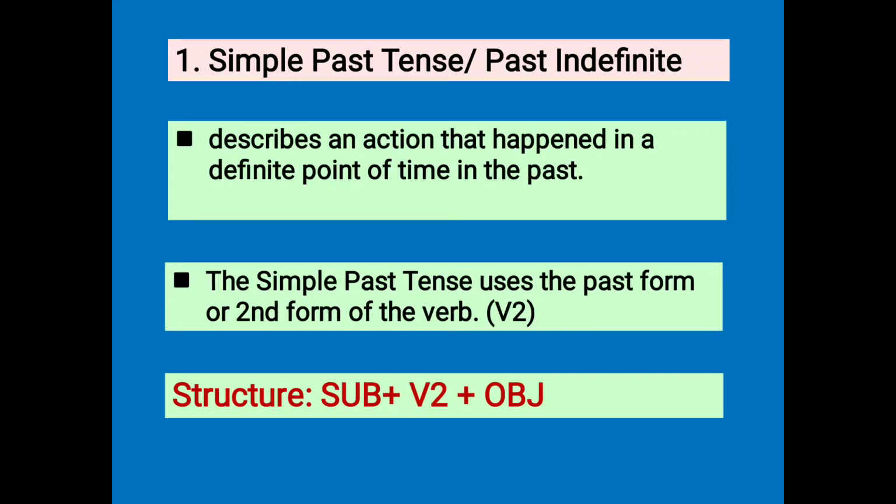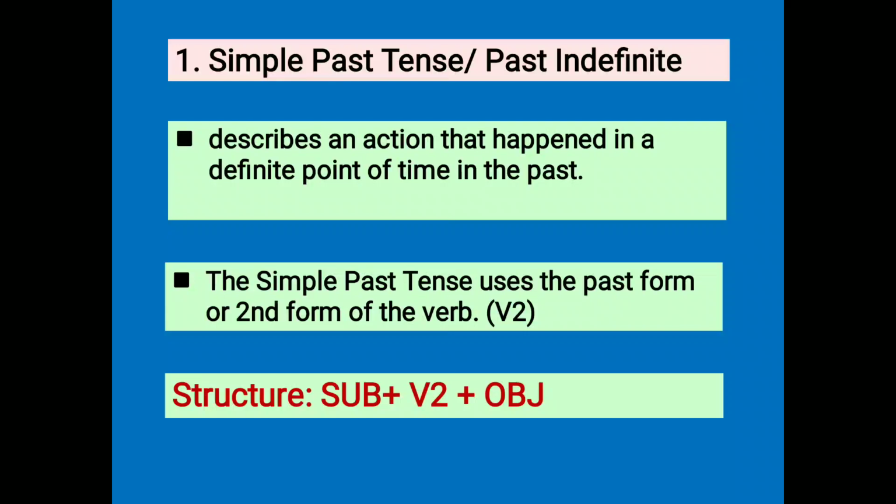The second point that we have to remember is that while using simple past tense, we always use the second form of the verb, that means the past form of the verb, or V2. Yes, V2 means it is the second form, it is not the base form. Base form is the present form of the verb. This second form of the verb is the past form.